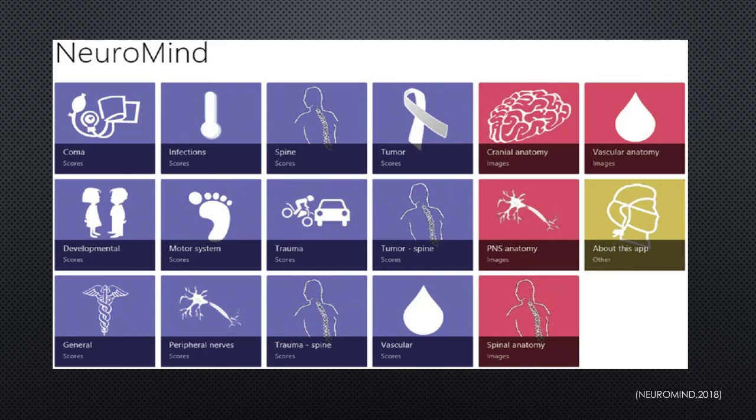So this is actually when you try to go into the app, the first level that you can see. As you can pretty much visualize, you have the coma, infection, and also you have the anatomy portion of it. So to go deeper, you have to tap into the next level.